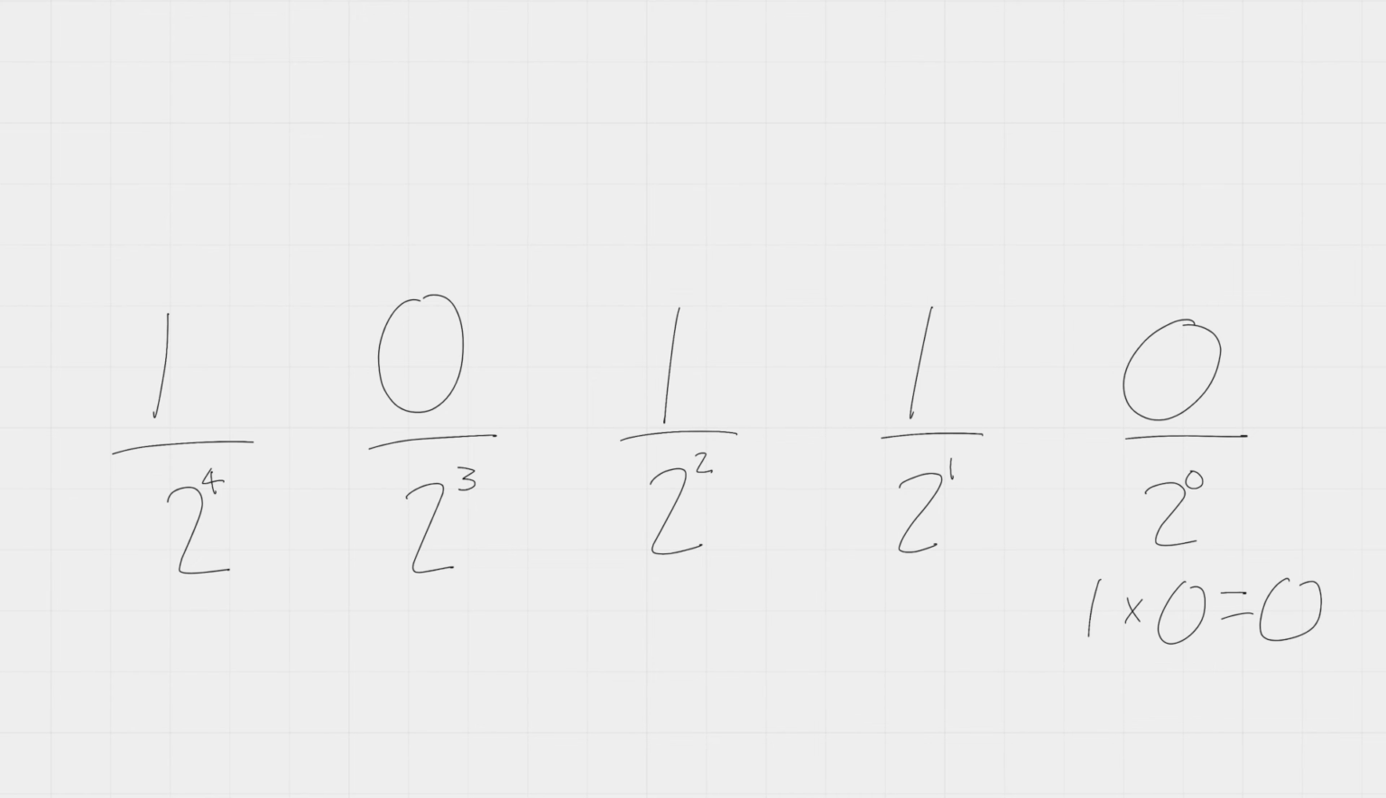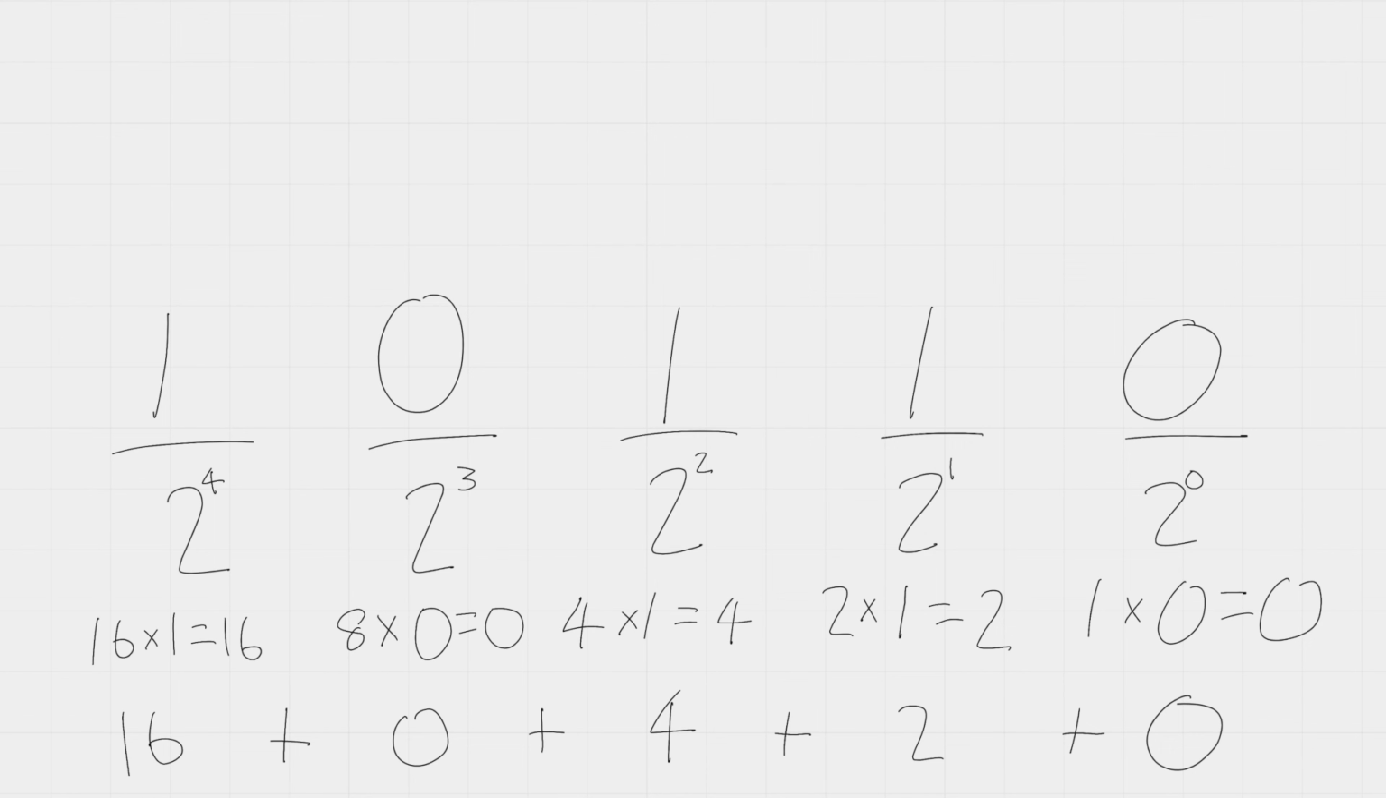Same thing here. 2 to the power of 1 is 2. Times 1 is equal to 2. 4 times 1 is equal to 4. 2 to the power of 3 is 8. Times 0 is equal to 0. And then 2 to the power of 4 is 16, times 1 is equal to 16. Now let's add them up. So now if you add all those numbers up, you get the number 22. So now we know that the number 10110 in binary is equal to 22 in decimal.